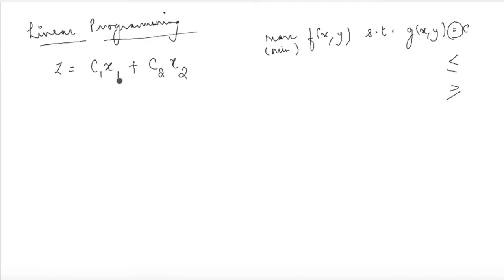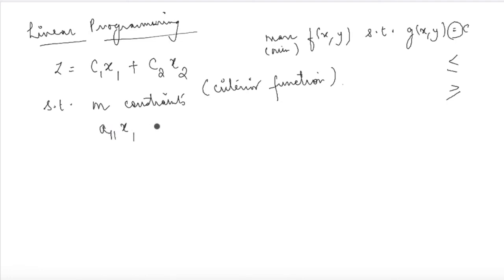So the decision variables here are x1 and x2, and by decision variables we mean that we want to know the value of x1 and x2 such that this function is optimized. So this is called the criterion function, subject to say m constraints, and the constraints would look like this. Again, the constraints would be in the two decision variables.